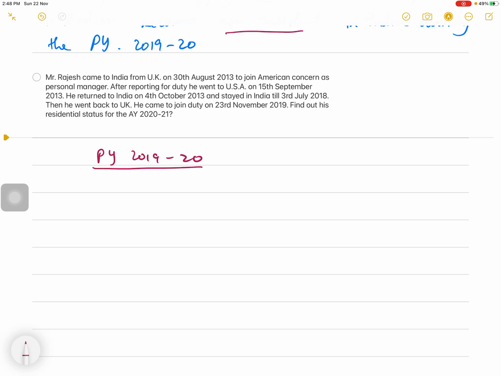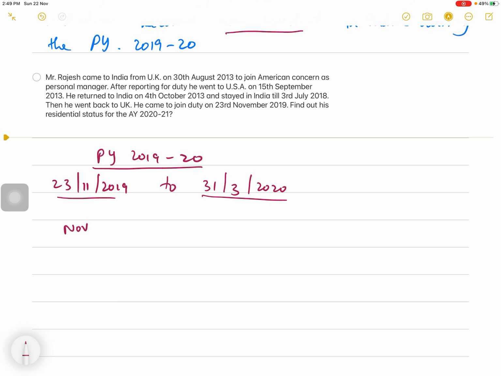So during the year 2019-20, he came to India on 23rd November 2019. Find out his residential status. So he came to India on 23rd November 2019. That means from 23rd November 2019 to 31st March 2020, he was in India only. Okay, let's count the number of days.